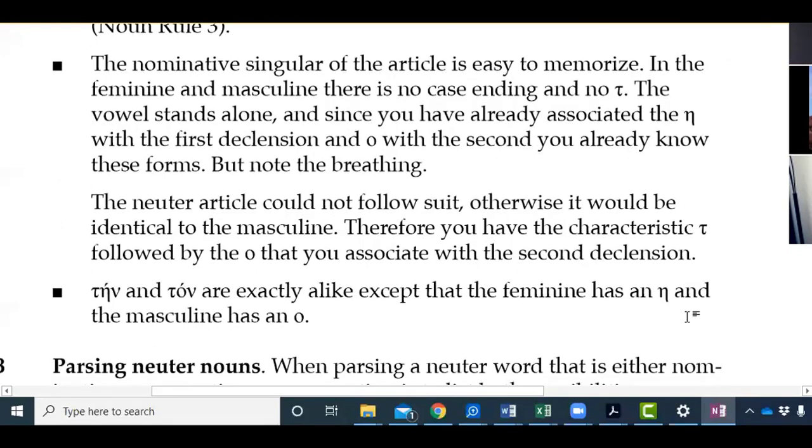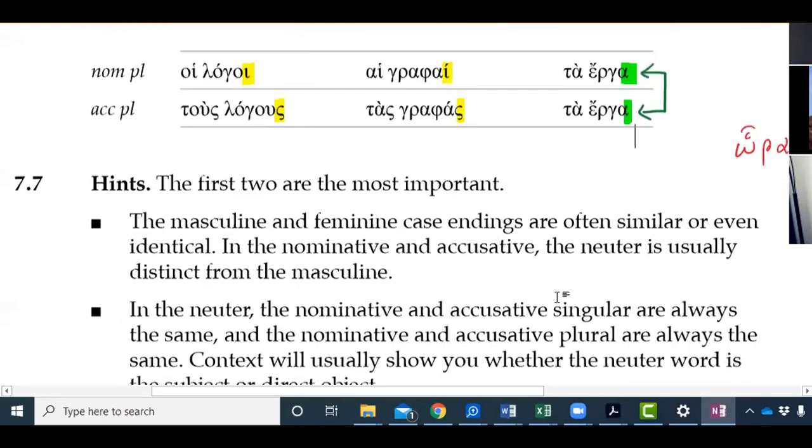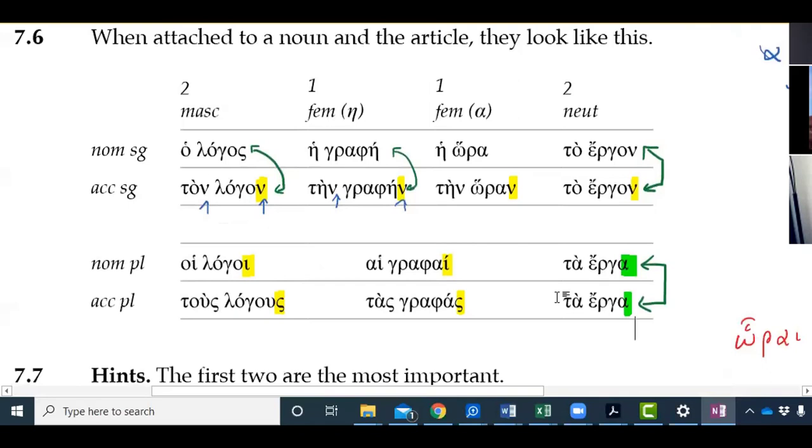This is easy to memorize. Feminine and masculine, there is no case ending and no tau. The vowel stands alone, and then we've already got the eta for the first declension, omicron for the second. We know the forms. Neuters, they don't do the same thing. So let me go back and show you what he means here. When you first learn your article, I'll use some blue for these. When you first learned the article, you learned basically these three forms, right? Ha he ta, hoi hai ta.